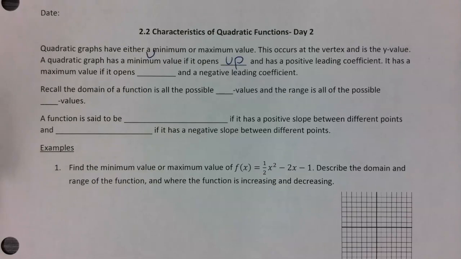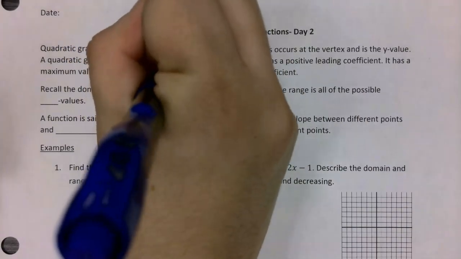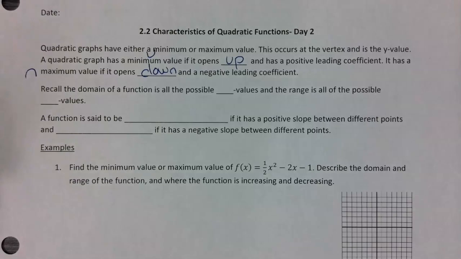Okay, so it has a maximum value if it opens down. So like a mountain shape.